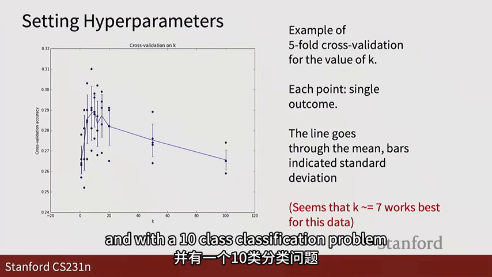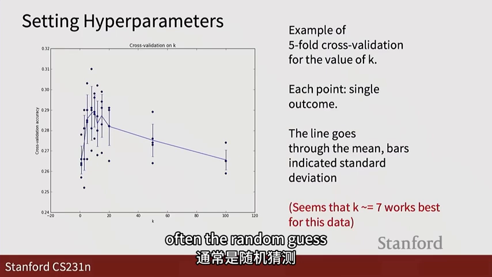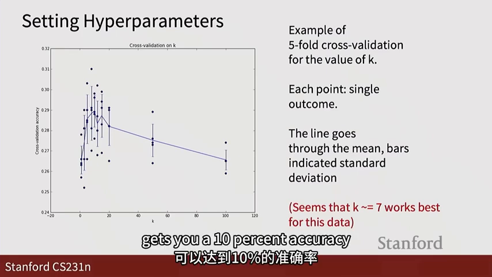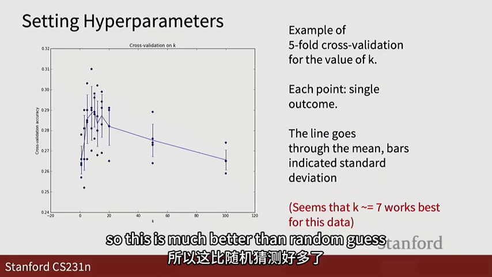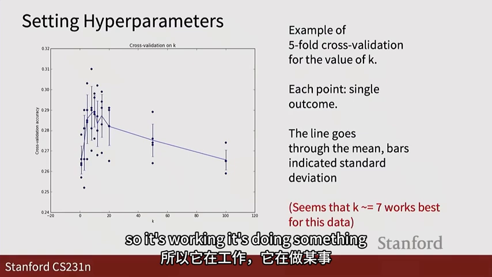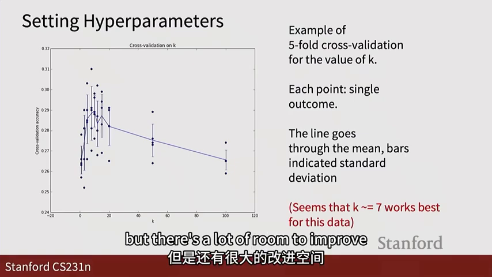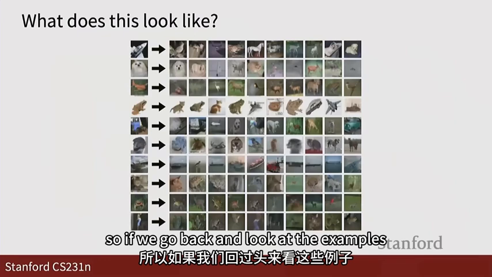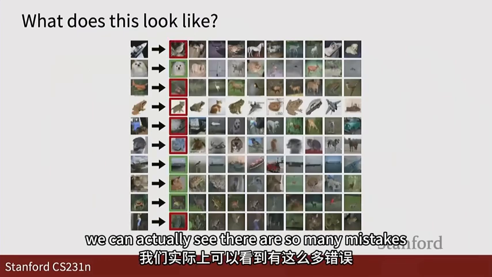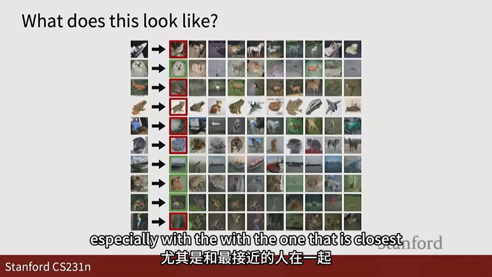And with a 10-class classification problem, often a random guess gets you 10% accuracy. So this is much better than random guess. So it's working, it's doing something, but there's a lot of room to improve. If we go back and look at the examples, we can actually see there are so many mistakes, especially with the one that is closest.